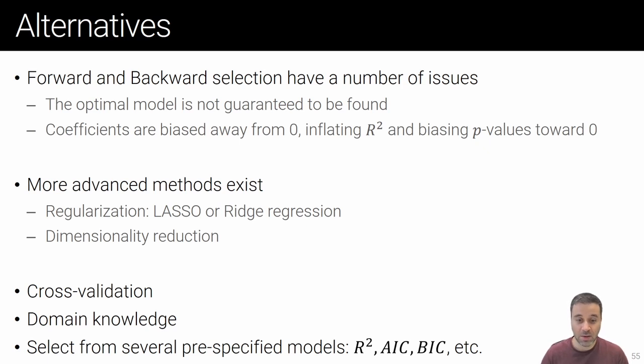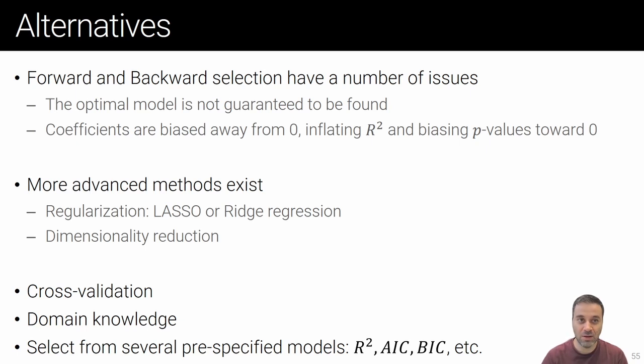selection procedures. And more importantly, the coefficients that we end up with in the final model are biased away from zero. What this means is that we are inflating the R-square, and we're biasing all the p-values towards zero. So it's going to lead us to a model in which the coefficients are more significant than they actually are. They appear to be even more significant than they actually are, and they might fool us into thinking that there are certain relationships when in reality they are not.